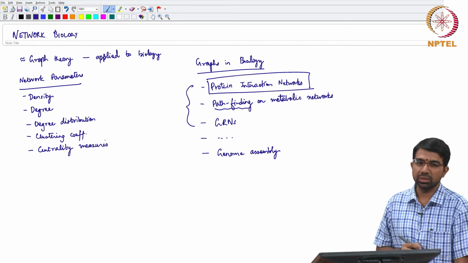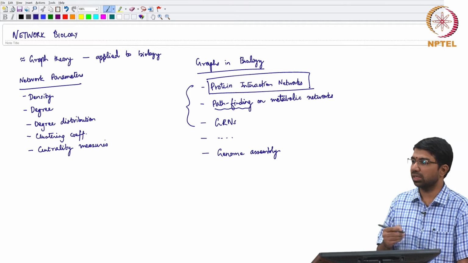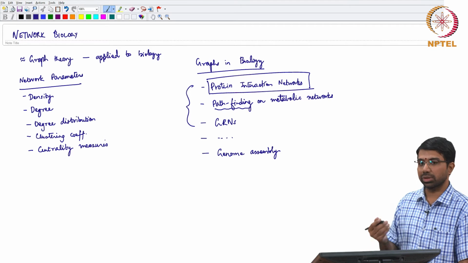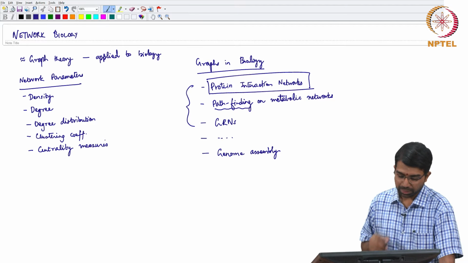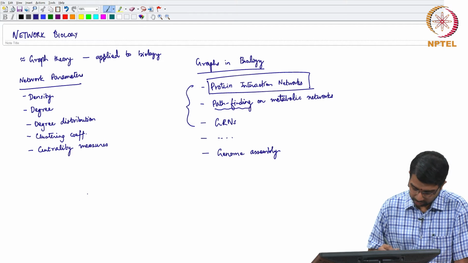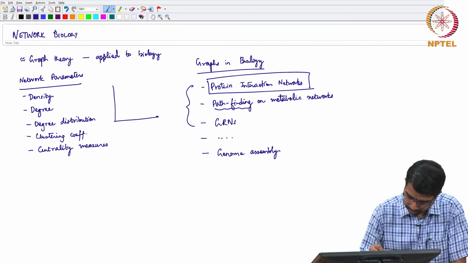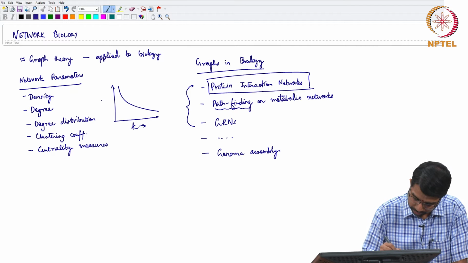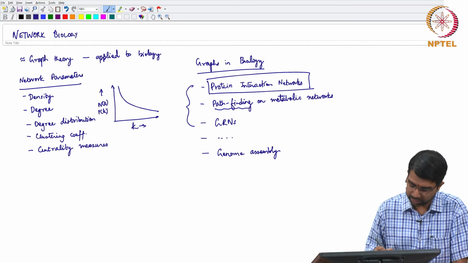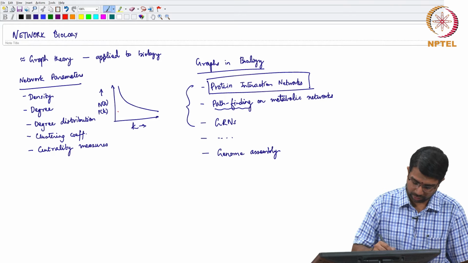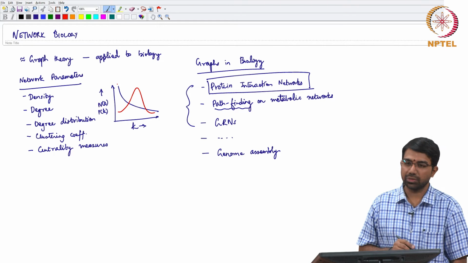So, what is degree? It is the number of neighbors that any node has, and for a directed graph some of these definitions slightly change. You may want to talk about in degree and out degree and things like that. Very important concept of course is that of degree distribution, which is a plot of how degree changes for different nodes. So, the number of nodes with degree k, or probability of finding a node with degree k, versus k. So, if the graph looks like this, then it is a power law. If it looks like this, it is something else. You can have different kinds of degree distributions.